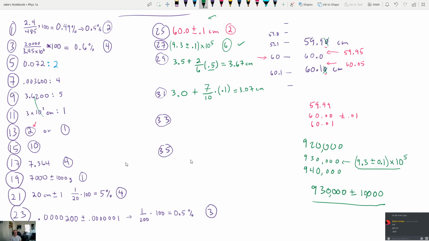So there we go. Number 31 is what the actual calipers of the lab look like. When you actually use the calipers in the lab, this is the real scale. This is what it looks like.